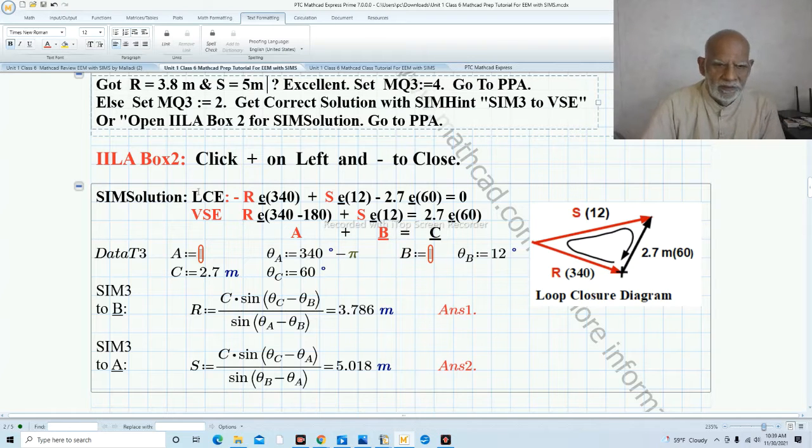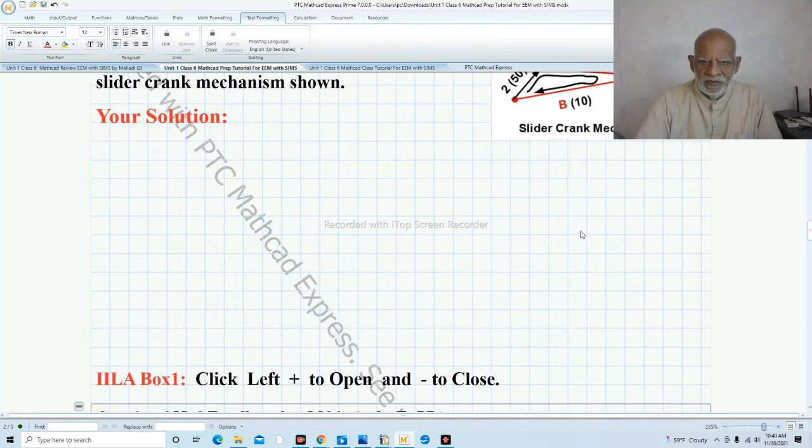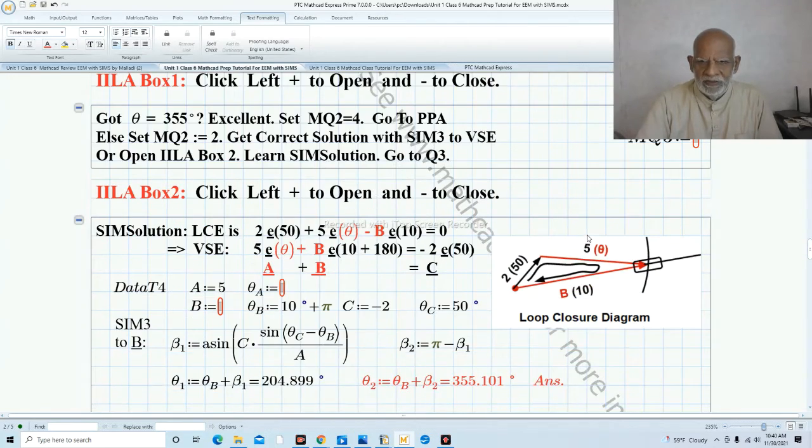All right, now so let us discuss question number 3, which is type 4 example. That means this is a slider crank mechanism or crank slider mechanism, depending upon which is the input and output. Now here the mechanism diagram is given. So let us draw the loop closure diagram for this.